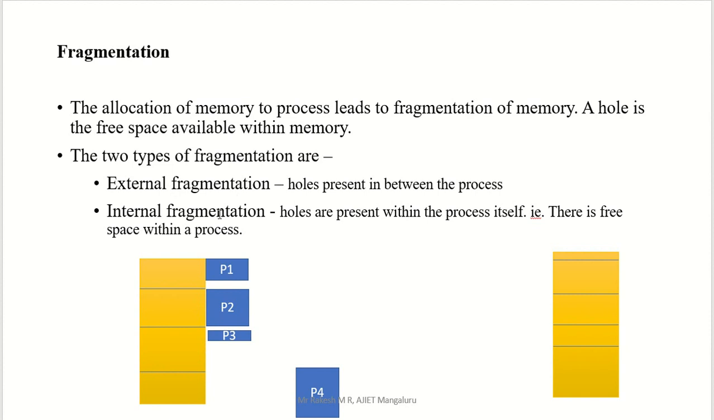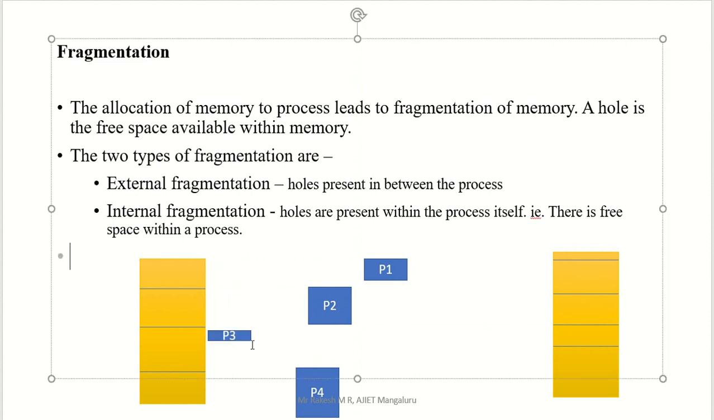Here again there is blank space, and that combined is called external fragmentation. But what does internal fragmentation mean? Holes are present within the process itself. Within the process, there is free space. Free space within the process is called internal. External means between the processes.